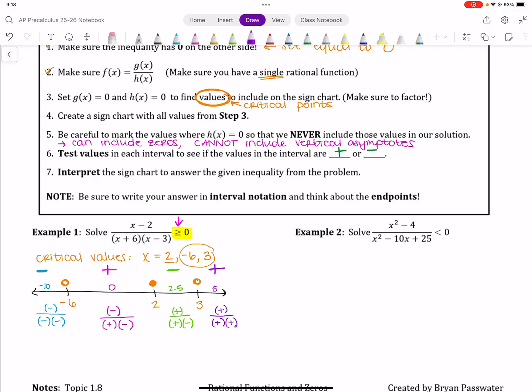So once we test our values and determine which intervals are positive or negative, we go back and we interpret our sign chart to identify the intervals that satisfy our original inequality.